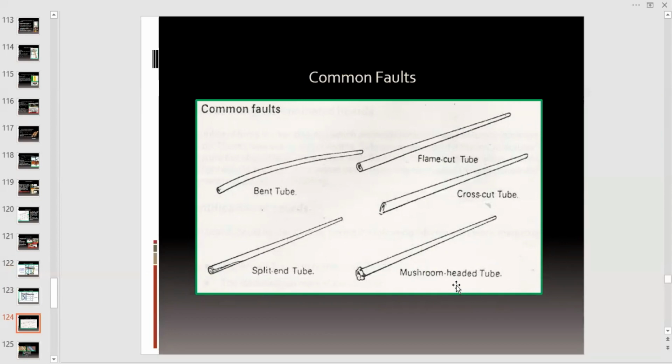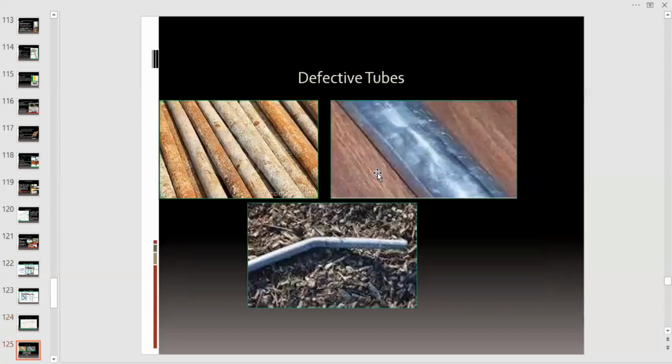This is an example of a mushroom-headed tube. This is a cross-cut tube, and this is a flame-cut tube. And these are the faults. Once these types of components are used within the scaffolding structure, once one component fails, it can collapse the whole structure. These are the different types of defective tubes.